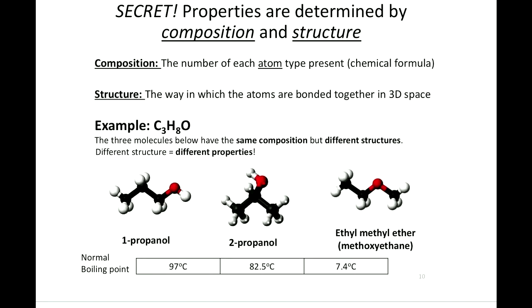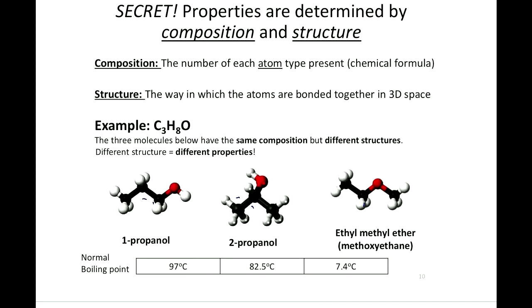So here's an example. All 3 of these substances have the same chemical formula, C3H8O. So all of them share the same what? Composition or structure? Composition. They're all made of the same Lego pieces, but they're built differently. Here, the red Lego piece is on the end. Here, it's in the middle, and here it's in between 2 black pieces. All right, so composition's the same, but the structure is different.